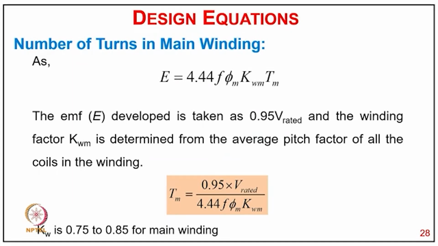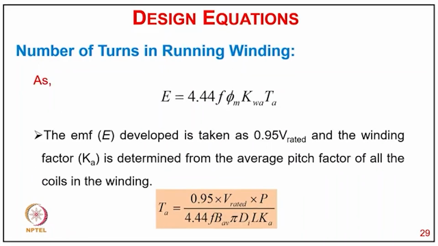So, coming to the number of turns in main winding, taking an induced EMF expression equal to 4.44 f φm kwm Tm, where m denotes the main winding. The induced EMF developed is taken as 0.95 V rated, and the winding factor kwm is determined from the average factor of all the coils in the winding. So Tm is 0.95 V rated divided by 4.44 f φm kwm, where kw is usually 0.72 to 0.85 for main winding. Normally we have single layer winding, in general of different kinds, maybe a concentrated winding or a half-concentrated winding. So different kinds of windings are used, and this winding factor varies with the rating as well as the type of winding.